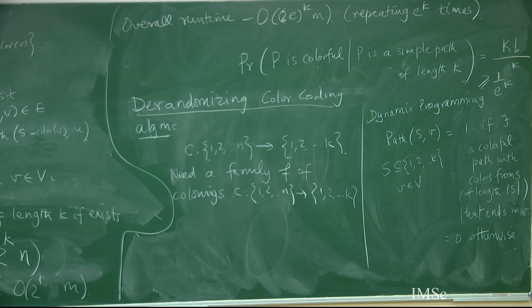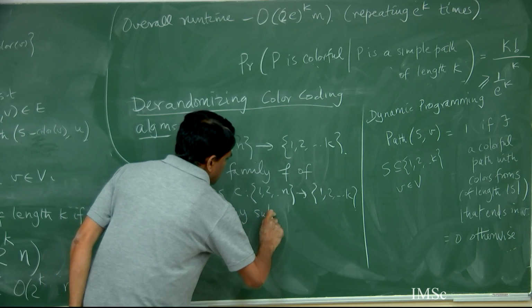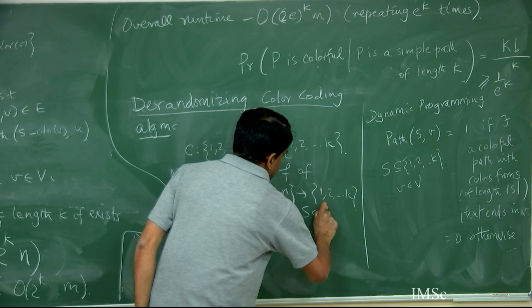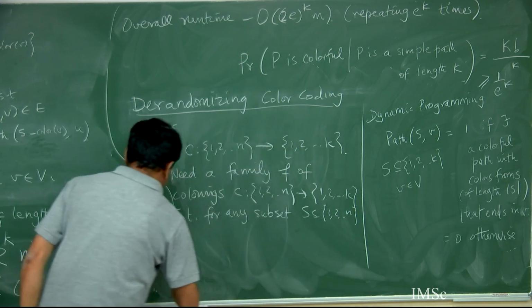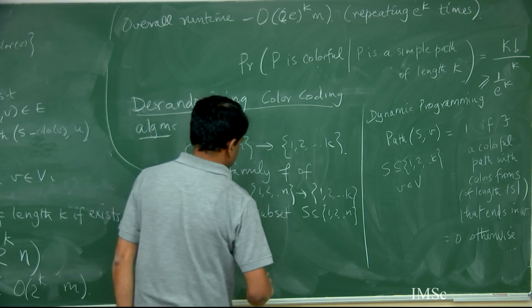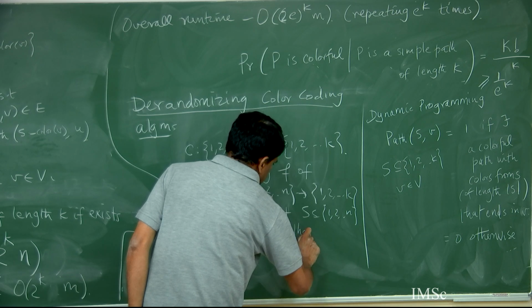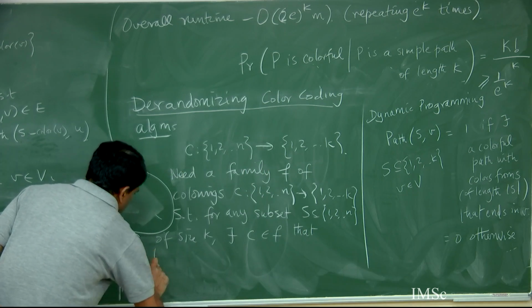If I have such a family, that is good for me, right? Because then I will try these colorings, so there is no randomness involved. I will try one by one each of these colorings and find a colorful path. Such that for any subset S contained in 1 to n of size k, there exists a coloring in the family that is 1-1 on S.